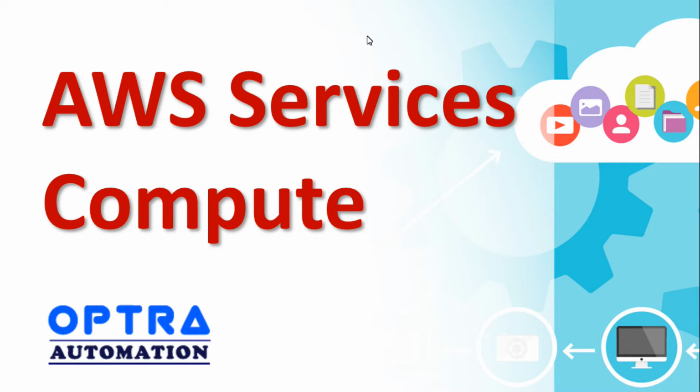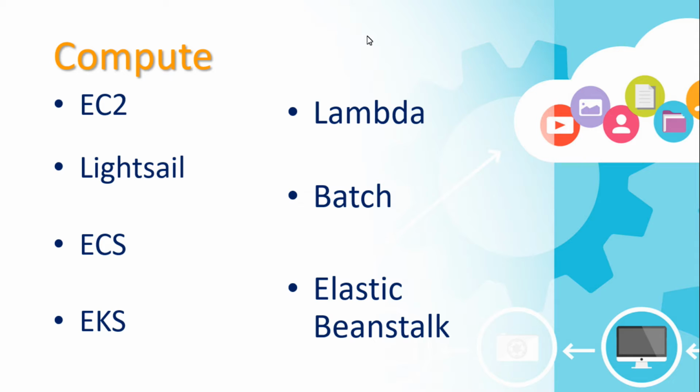In this video, we are going to cover different AWS services. This is the very first video in this series and we are going to cover up the compute domain. So let's see what exactly we have, what are the different services we have in the compute domain. We have EC2, we have Lightsail, ECS, EKS, Lambda, Batch, and Elastic Beanstalk.